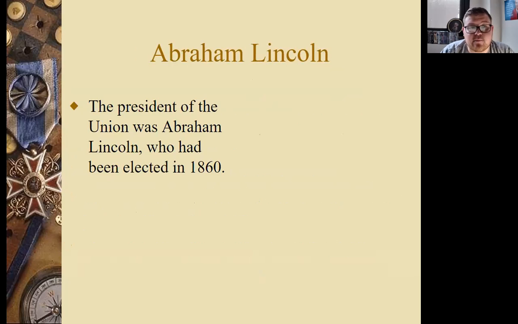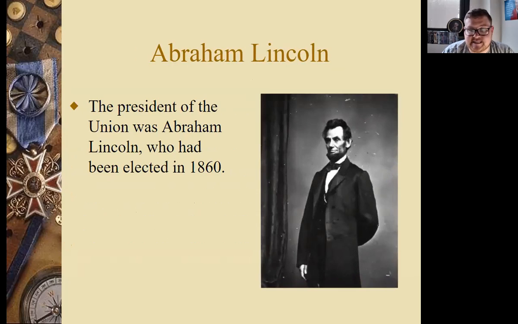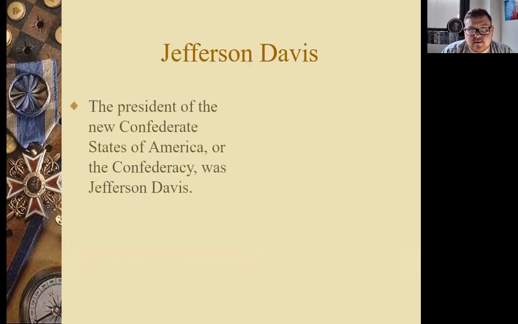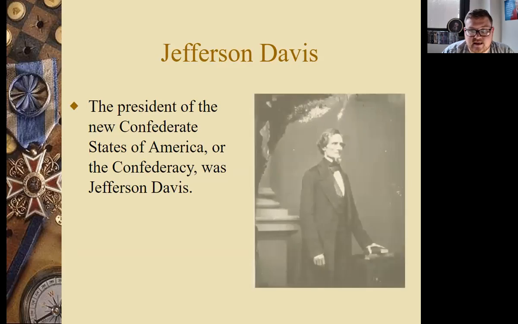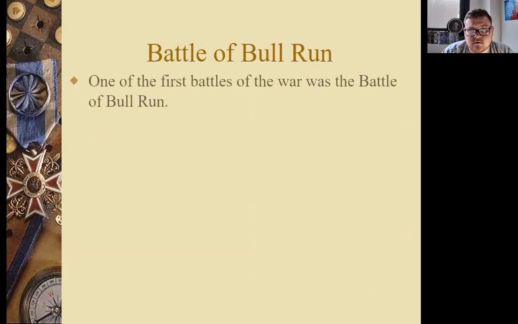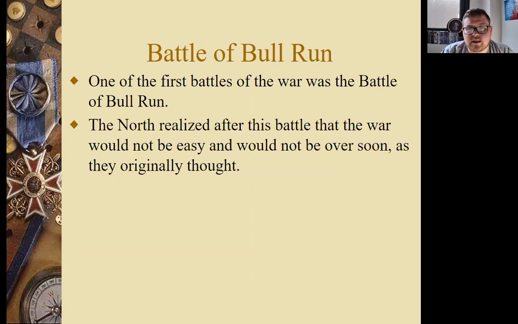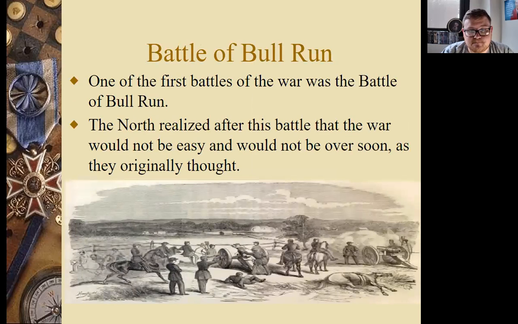The president of the Union was Abraham Lincoln, who had been elected in 1860. The president of the new Confederate States of America, or Confederacy, was Jefferson Davis. But one of the first battles of the war was the Battle of Bull Run. The North realized after this battle that the war would not be easy and would not be over soon, as they originally had thought. The war would last for 4.5 years.